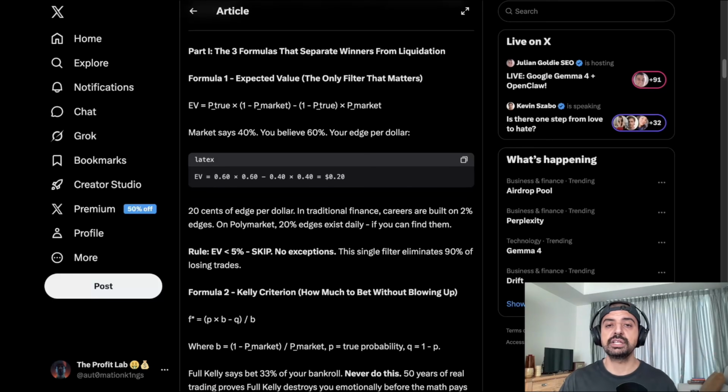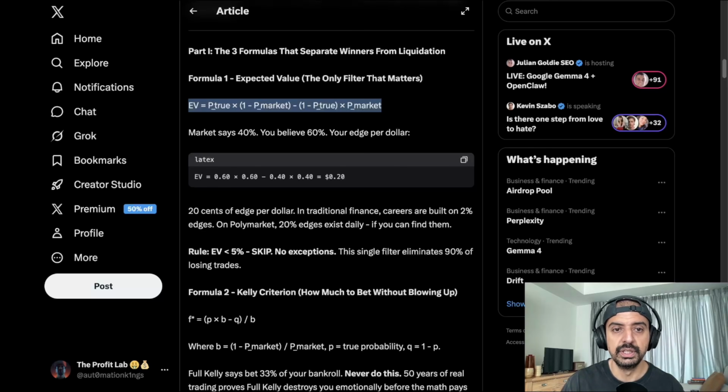Now, what piqued my interest about this article was the specific formulas he used because I'm not a mathematician. I don't have a galaxy brain, but what I can use is AI. So I plugged all of this into Claude Code to basically do it for me. So the first formula, like I showed you on the dashboard, was expected value, right? The only filter that matters. And this is the mathematical formula. Now, we don't even need to know this because AI knows what this is, right? AI is the brain that we're going to use for this quant that's going to be powering the dashboard.